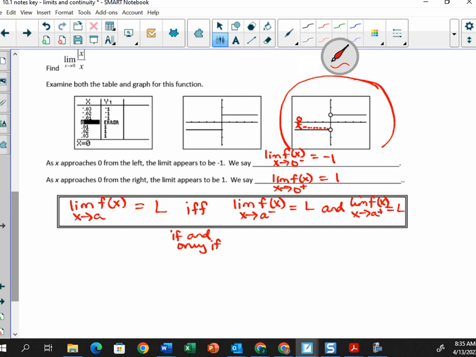So the limit without any plus or minus, so not from the left or right, just the overall limit, only exists if the left-hand limit and right-hand limit equal the same thing.